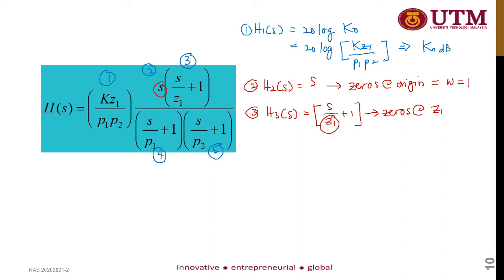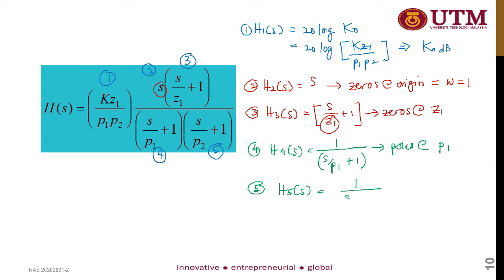You have considered all components on top. Now move on to the denominator part. The fourth component, h4s. Don't forget the denominator must always be at the bottom, so 1 over s divided by p1 plus 1. When s is at the bottom, it is poles, and the location is at p1. Finally, the fifth component, h5s, again the denominator part, 1 over s divided by p2 plus 1. Again you have another pole, but this pole is located at the p2 position.